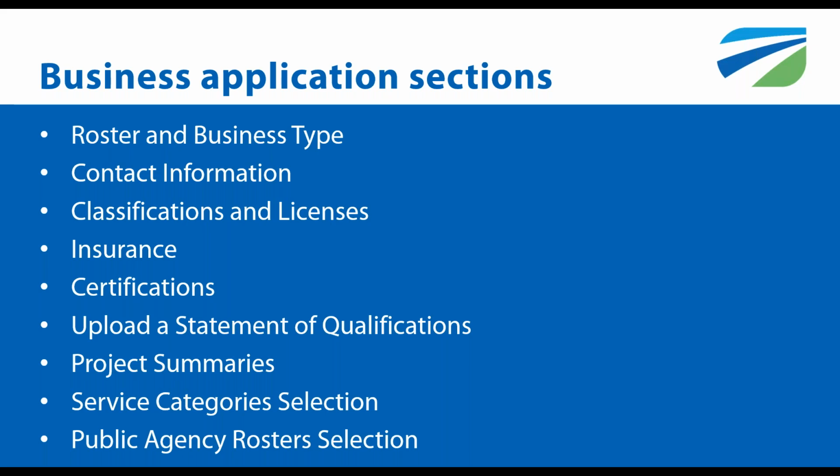So once they select their roster type and their business type, they then are going to move through these other sections. Of course, they're going to have contact information listed. There's a classifications and licenses section. We collect insurance information. They can indicate certifications as well. So if they're women-owned or minority-owned, this is something that they would be entering into their application. And again, this information is something that you can review in their application directly, but also in the spreadsheet that you would be able to pull after you've run your roster search.